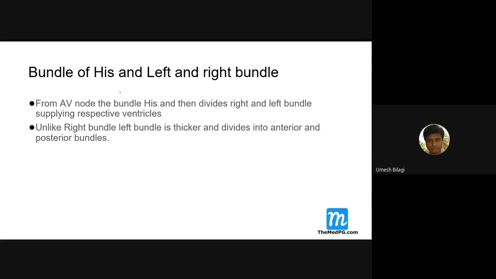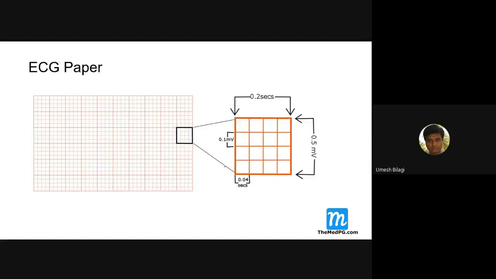Now, as I told, after the AV node there is a bundle of His and the left and right bundles. I discussed this. They are there in the ventricles. The left bundle supplies the left ventricle, and the right bundle supplies the right ventricle. Now, let us study something about ECG paper, how it is laid out.